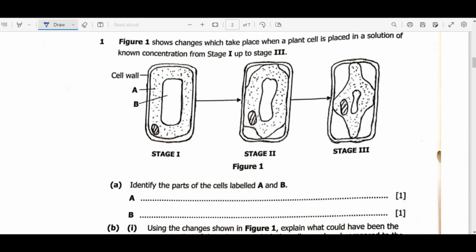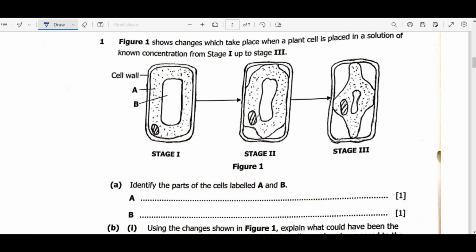Hello guys, before us we have a question in biology paper 2 for the year 2023 for the internals. Now in this video we're just going to focus on the first question. Question 1 reads, figure 1 shows changes which take place when a plant cell is placed in a solution of non-concentration from stage 1 up to stage 3.